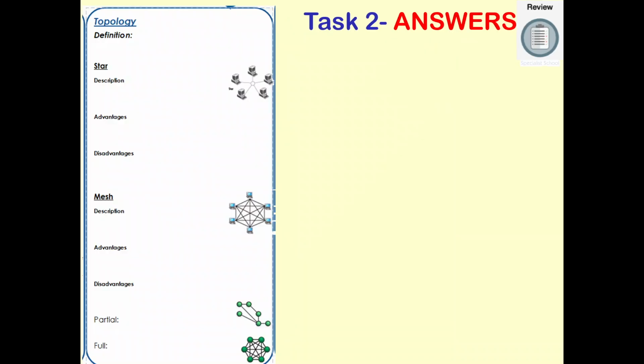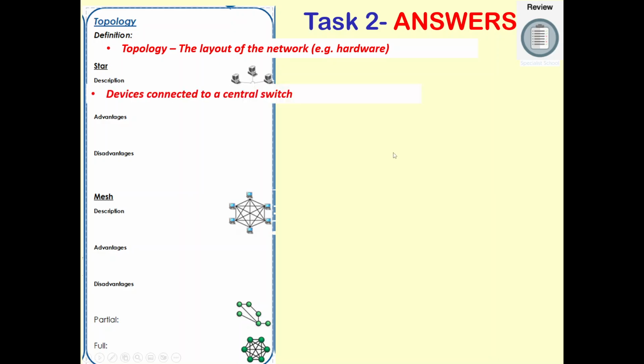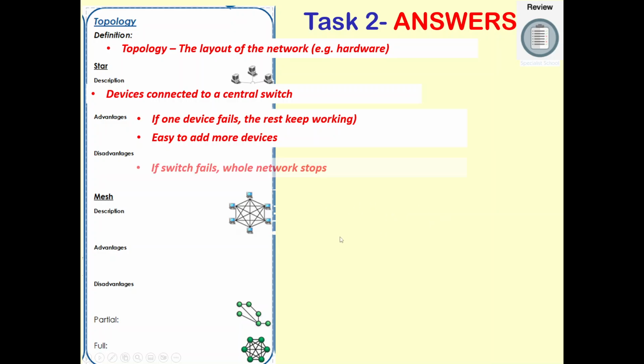Okay, checking your answer with Purple Pen. Topology is the layout of the network, the hardware. A star is where devices are connected to a central switch. If one device fails, the rest of the network keeps going. It's easy to add more devices. And if the central switch fails, the whole network stops.